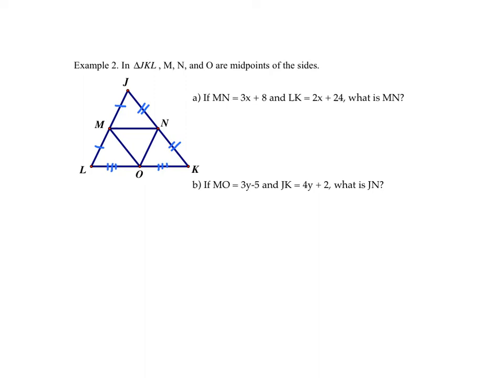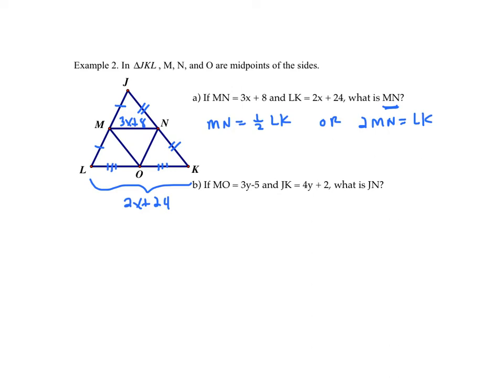In part A, it says if MN equals 3x plus 8, and LK equals 2x plus 24, we have to find the length of line segment MN. So we need to be careful that we don't just stop when we find the value of x. Recall from the midsegment theorem that MN, our midsegment, is equal to 1/2 the third side. So it's equal to 1/2 of LK. Or another way of putting this is if you did 2 times MN, it would also equal LK. So you can set it up either way. You'll get the same answer.